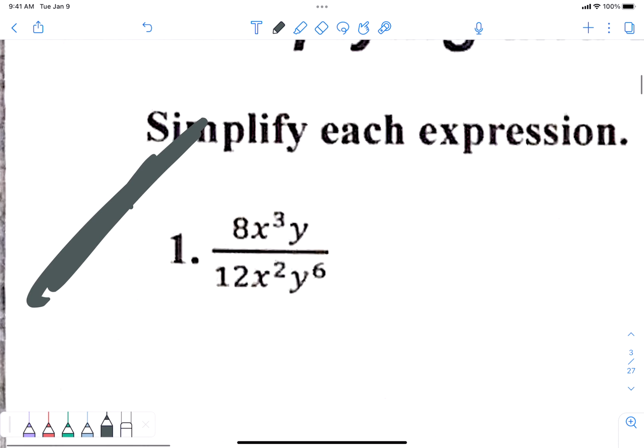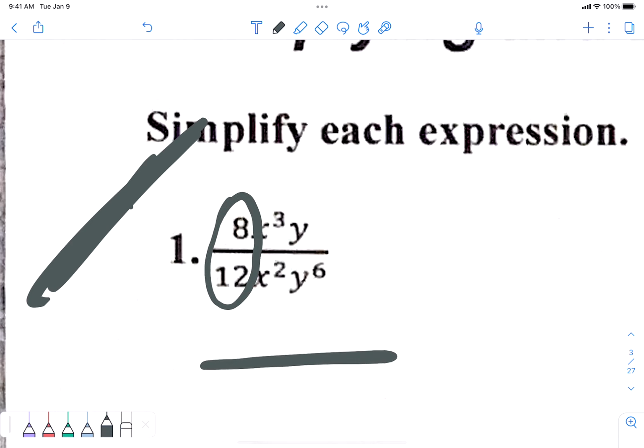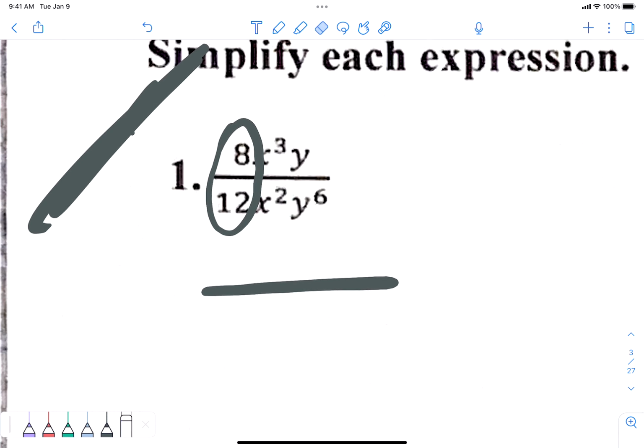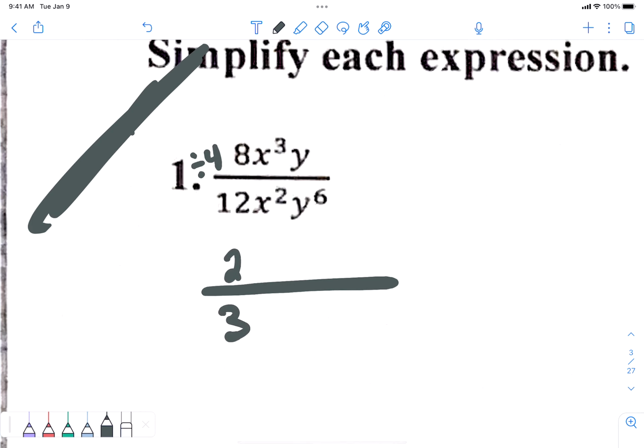What is the 8 and the x and the y doing to each other? Multiply. Does multiply glue things? No, they can cancel freely. So all I do is look at the numbers, right? 8 and 12. What can we do? If we divide both of them by 4, 8 divided by 4 is 2, 12 divided by 4 is 3. So that becomes 2/3, right?